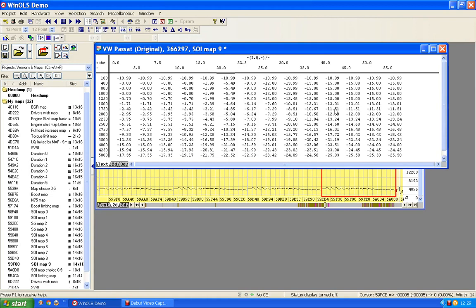Now that might not be the end of the world, but if the best time to get injection sorted is around about top dead center, then I'm starting 5 degrees before and I'm finishing 5 degrees after. So maybe that's acceptable, maybe it's not. Maybe I actually don't want that.